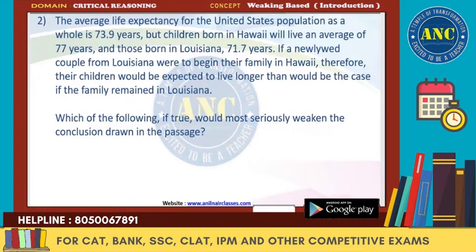The average life expectancy for the United States population as a whole is 73.9 years. But children born in Hawaii will live an average of 77 years. And those born in Louisiana, 71.7 years. If a newlywed couple from Louisiana were to begin their family in Hawaii, therefore their children would be expected to live longer than would be the case if the family remained in Louisiana. Now, which of the following, if true, would most seriously weaken the conclusion drawn in the passage?